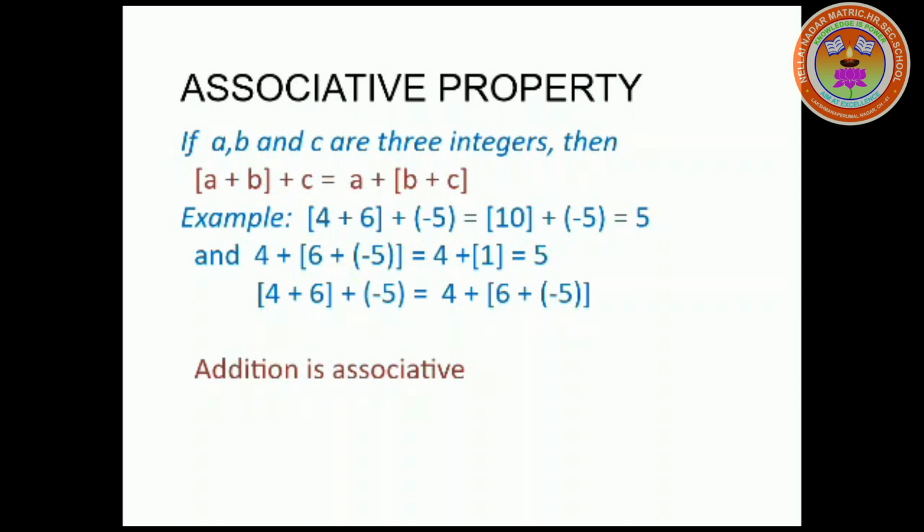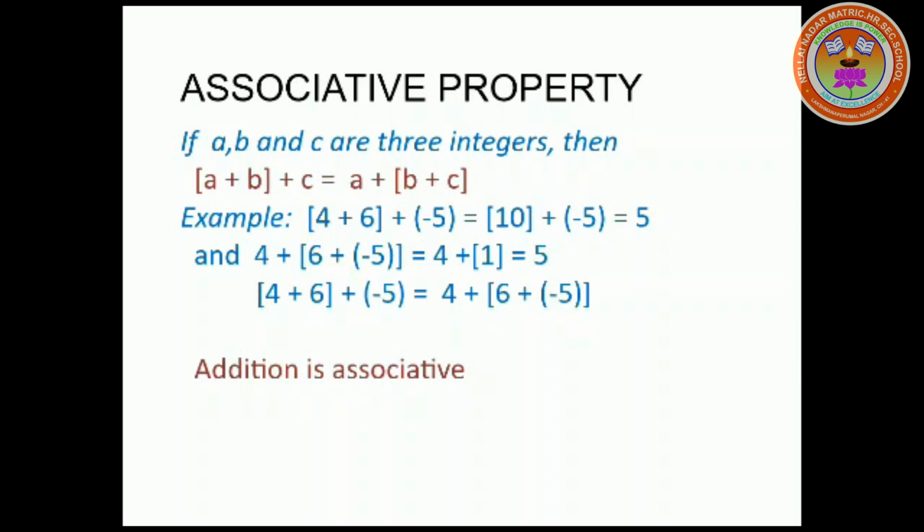So first I have to add the numbers which are inside the square bracket. That is, I have to add 4 and 6. So 4 plus 6, when I add it, it becomes 10. So I just write the remaining as it is, 10 inside the square bracket plus -5. When I do the subtraction, the answer is 5.